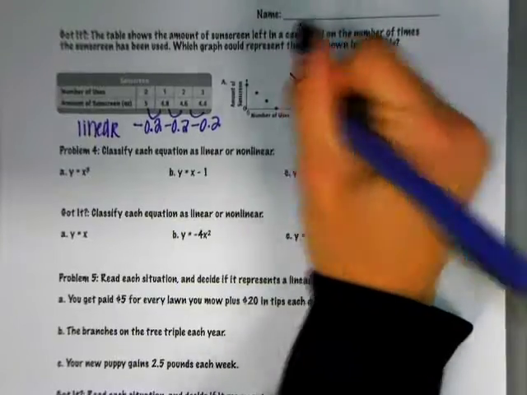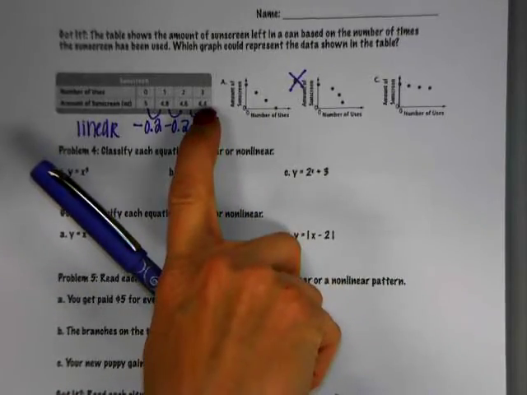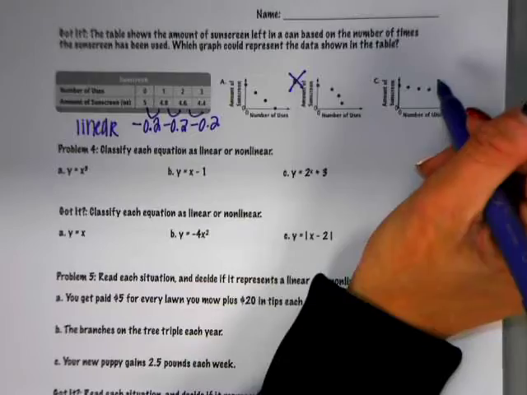B. What's the difference between A and C? A goes all the way down to 0. Does our table go all the way down to 0? No, so which one does it have to be? C, yeah.